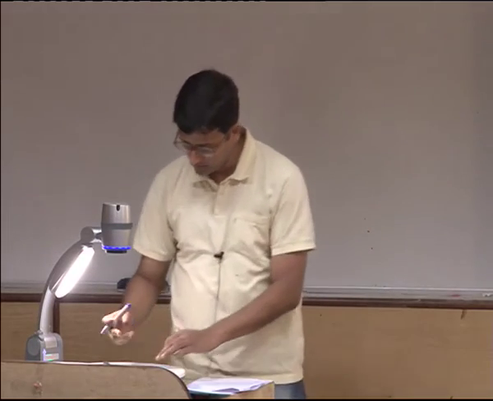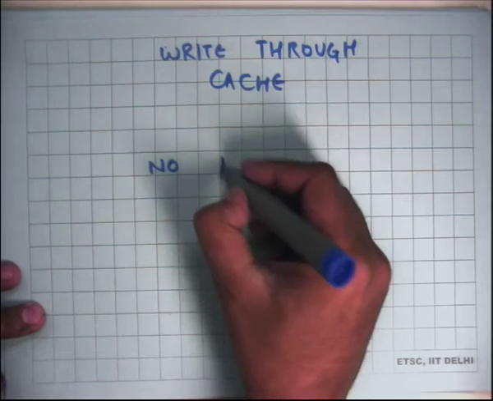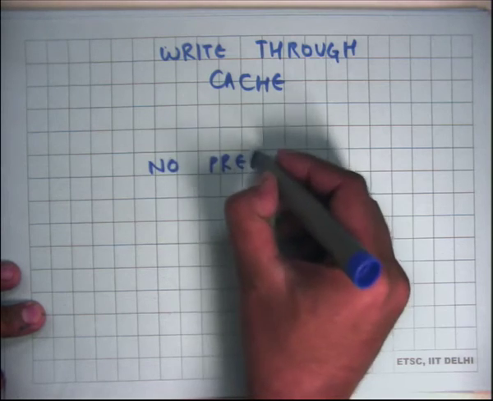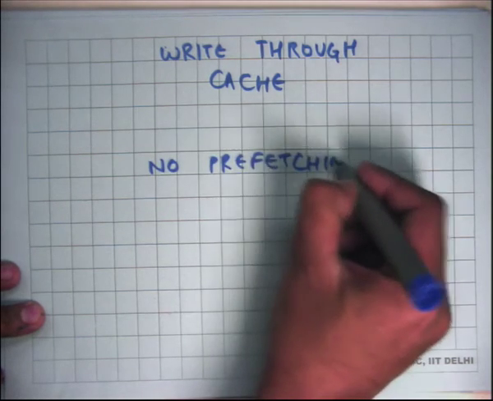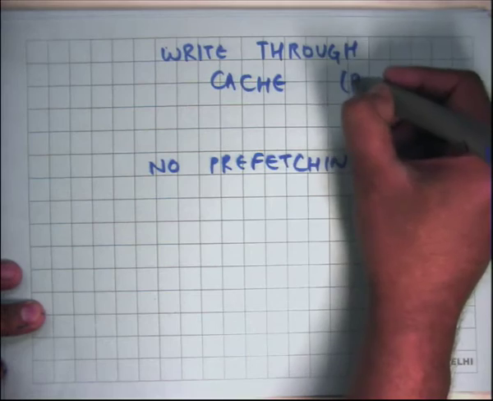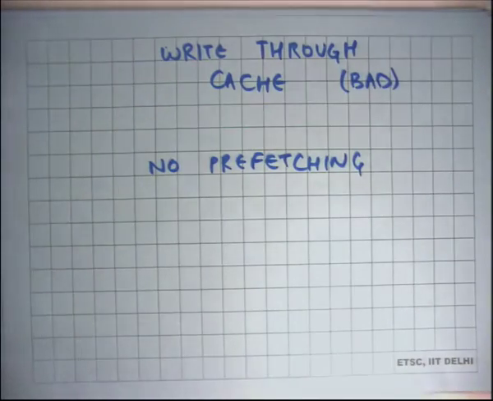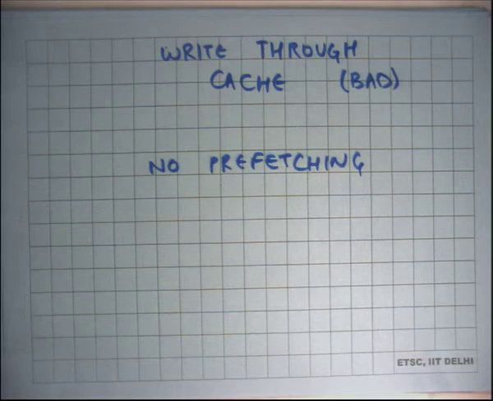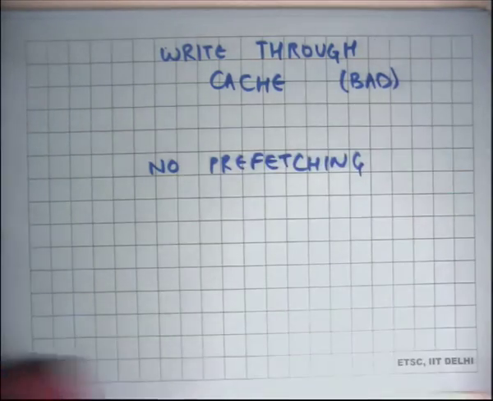Secondly, it has no prefetching. Let's see what it means. A real file system would probably not want a write through cache, it will want a write back cache, and we'll look at some issues there. Secondly, the x86 file system has no prefetching.